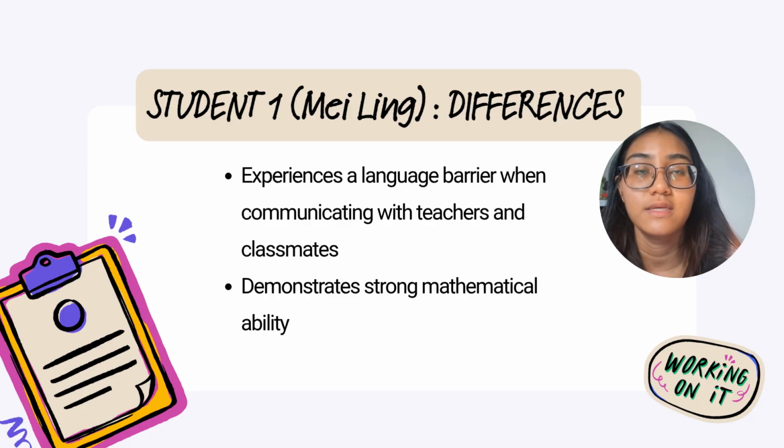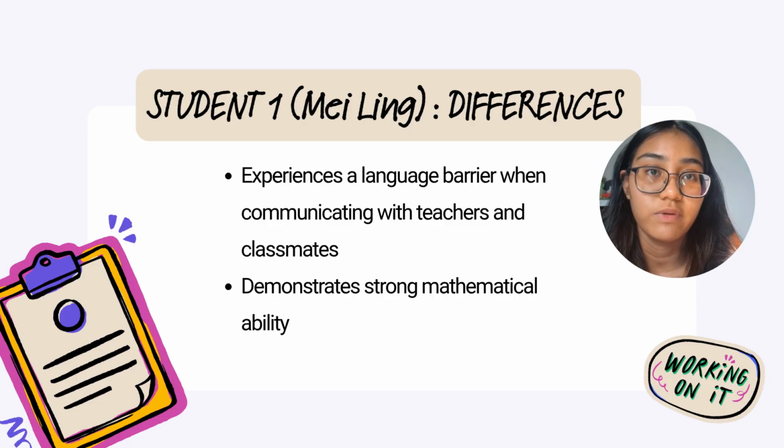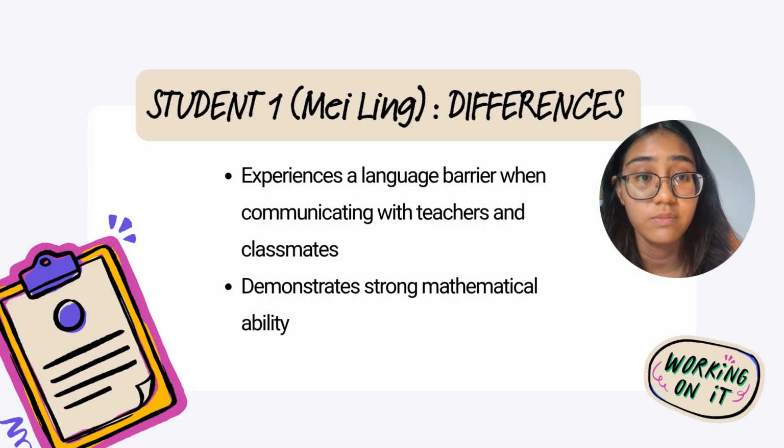Secondly, the second student is Mei Ling. Mei Ling differs from her typical friends because she has a language barrier. She has a language barrier because she just recently moved from China, and it's mostly English speaking here. But she shows very good mathematical abilities, so she's very good in maths. But because of the language barrier, she is hesitant to talk in class or participate in group discussions.